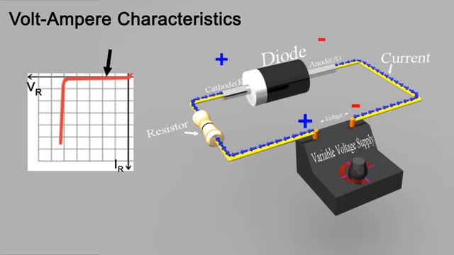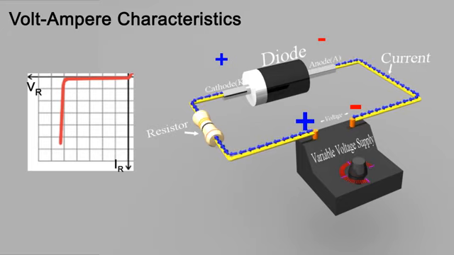As the reverse voltage is increased, if the temperature is constant, the reverse saturation current remains constant, equal to I naught. This is because the reverse saturation current doesn't depend on reverse voltage, but it depends only on the temperature.